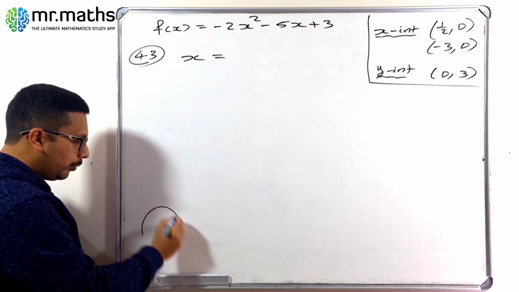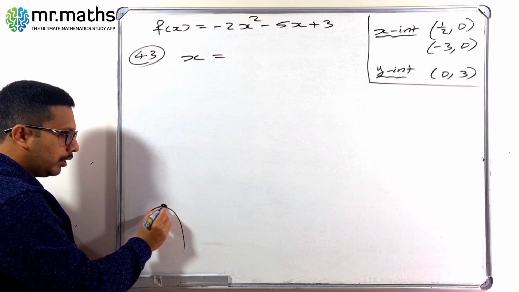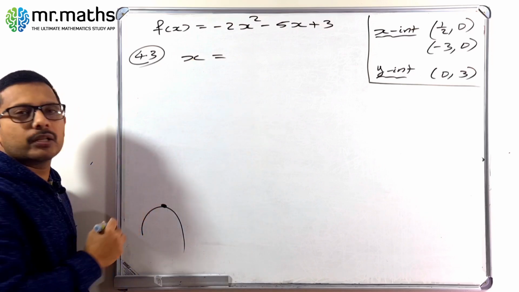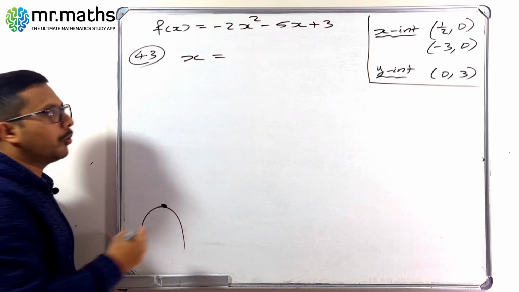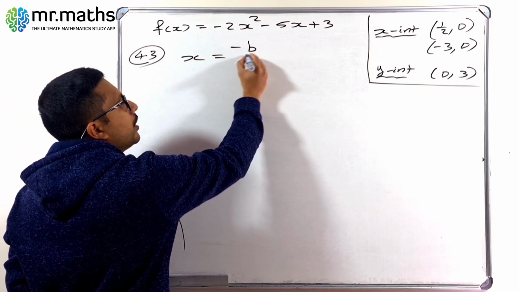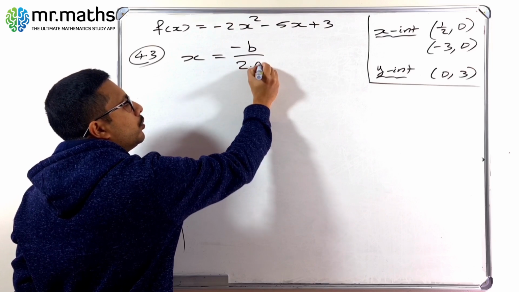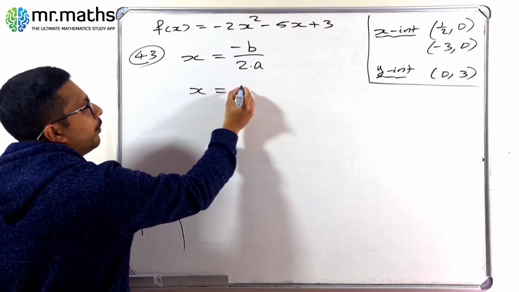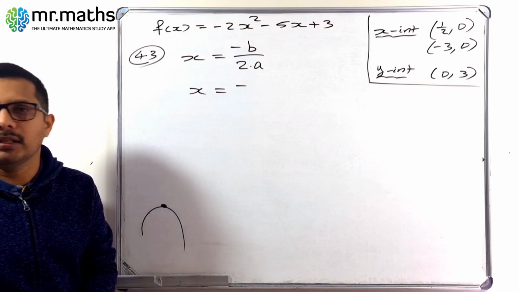Turning point means this is the shape of the graph and this point is known as the turning point. So what is the formula to find the x value of the turning point? Do you remember a formula like this? Minus b divided by 2 times a. So x is equal to minus b over 2a.